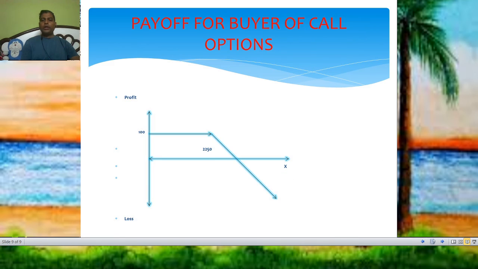So let us try to understand this with the help of a graph. If the seller sells the call option of strike price 2250 of stock X at a premium of 100, and the spot price remains below the strike price, that means the seller will make the profit up to the tune of the option premium. But if the spot price goes above the strike price, then the seller will start making the loss.